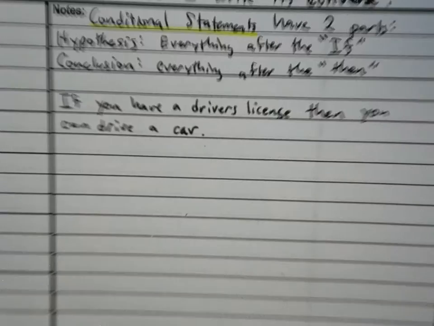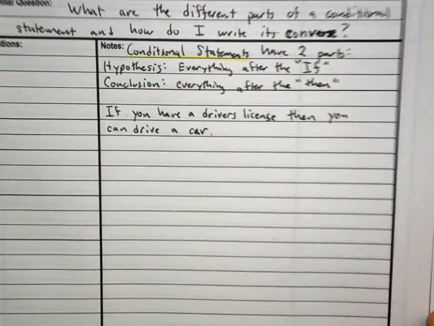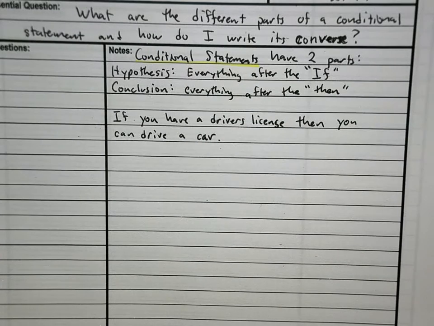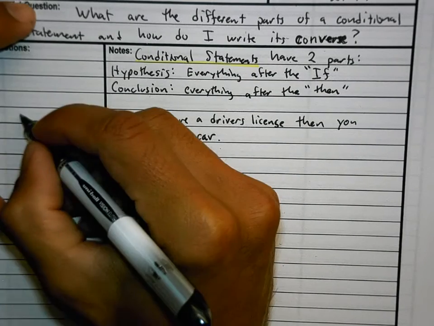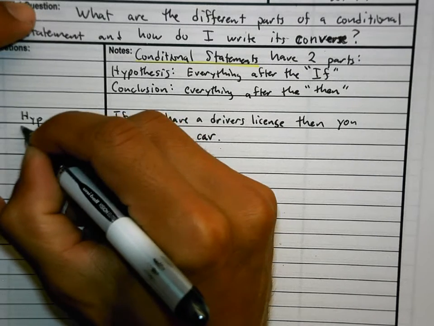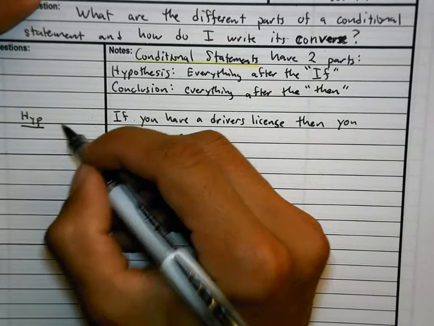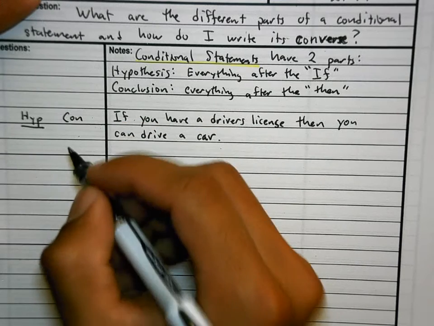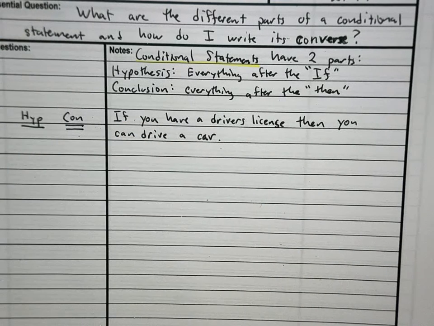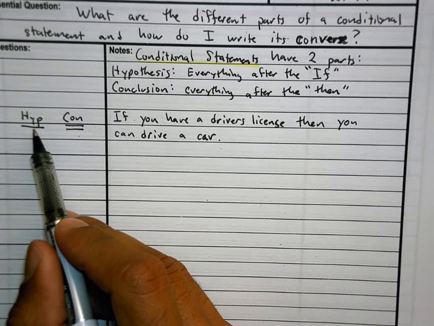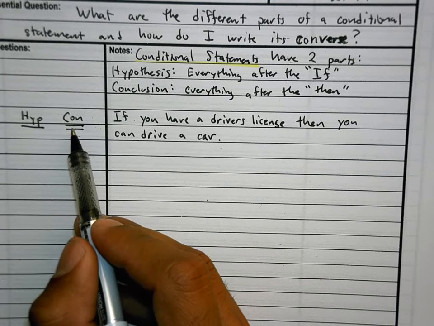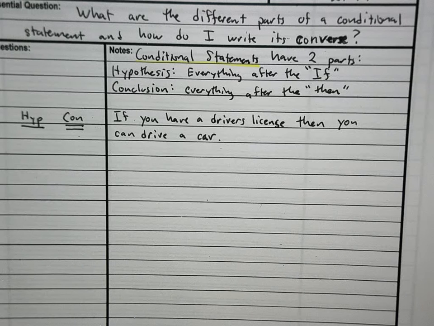What your worksheet is going to do is ask you to underline the hypothesis. Your hypothesis will have one underline underneath it, and your conclusion will have two underlines underneath it. A conditional statement gives you a condition. If you have a driver's license, then you can drive a car.